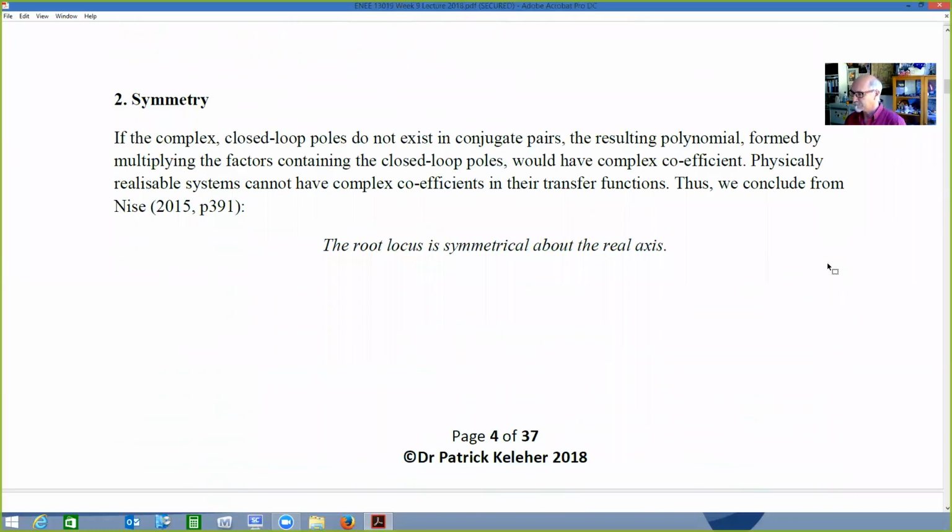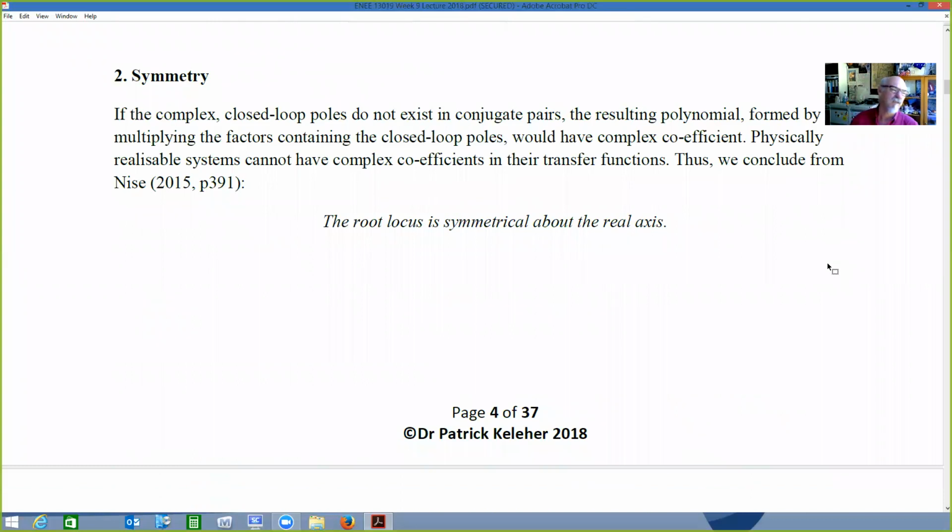The next thing is the symmetry. Well, it just depends, but the reality is that you'll always find the symmetry about the real axis. I won't give you any problems that vary from that. So again, this is a pretty straightforward statement that you just need to include in your solutions to substantiate that. For symmetry, if the complex closed loop poles do not exist in conjugate pairs, the resulting polynomial, formed by multiplying the factors containing the closed loop poles, would have complex coefficients. Physically realizable systems cannot have complex coefficients in their transfer functions.